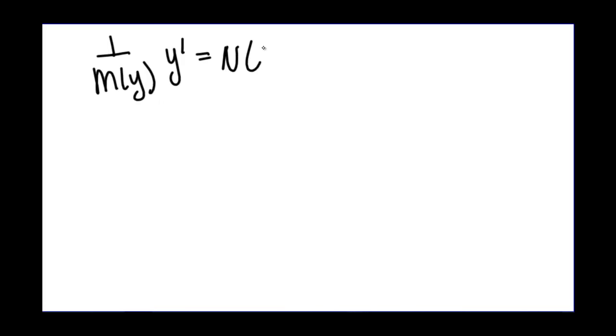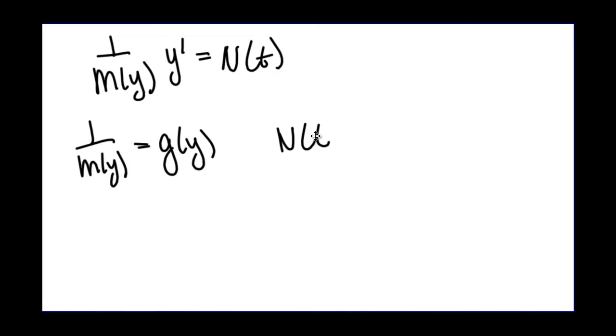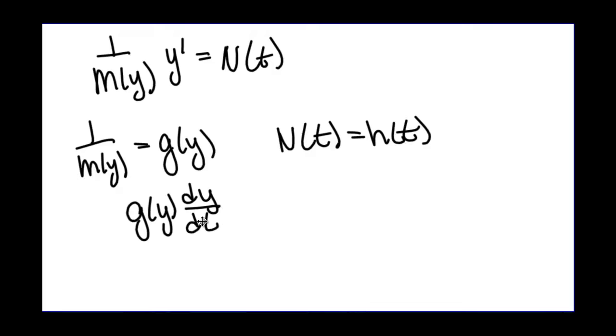Now once we have our equation set up as 1 over m of y times y prime equals n of t, we can rewrite this by using the notation 1 over m of y equals g of y, and n of t equals h of t. So then we have g of y, and we can rewrite y prime as dy over dt, equals h of t.